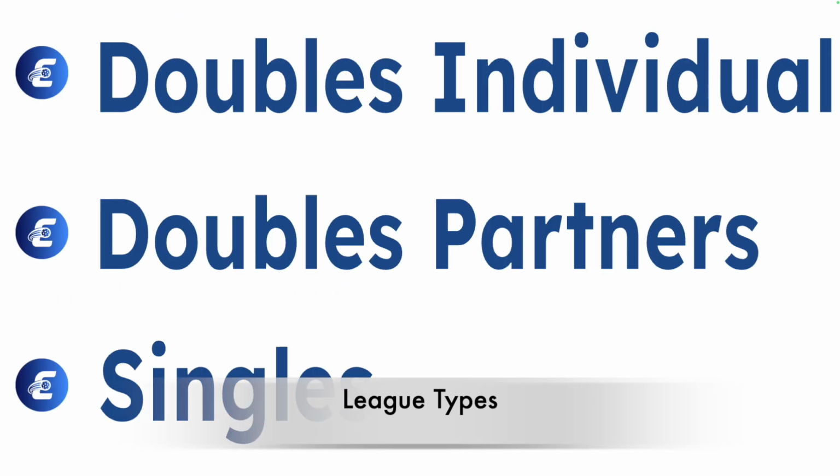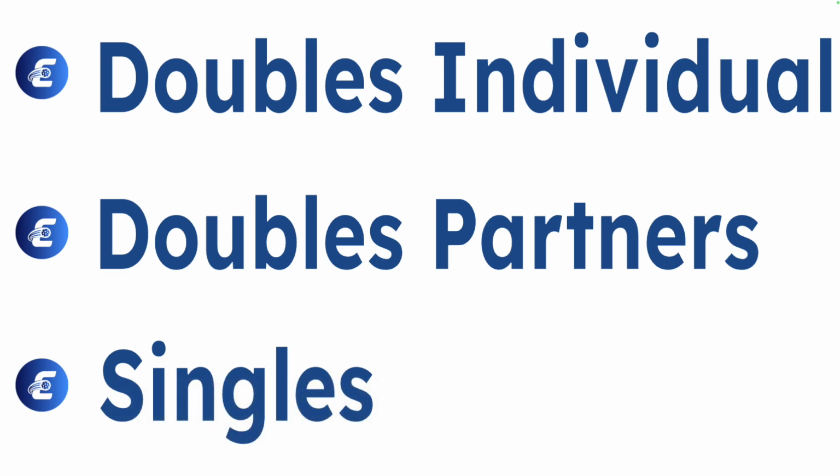There are 3 primary league types that are supported in the system today. And these 3 types are doubles individual, doubles partners, and singles. A high level difference between these 3 is that in doubles individual, it's a doubles game, but the scores are recorded at an individual level.